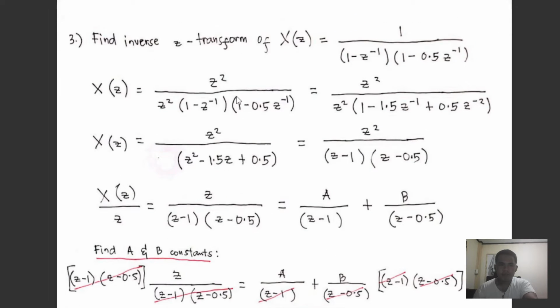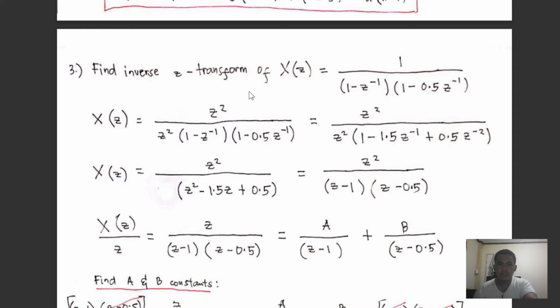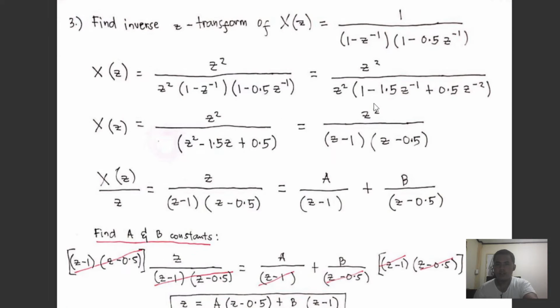Number 3 is to find the inverse z transform of the system X(z) equals 1 over (1 minus z raised to the power of negative 1) multiplied by (1 minus 0.5 z raised to the power of negative 1). So the first step is to multiply this system by z squared in both numerator and denominator.